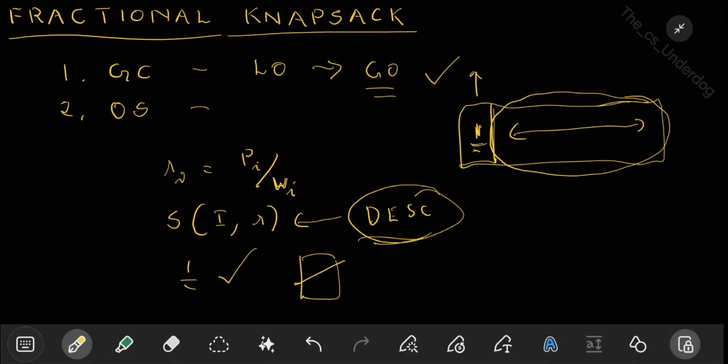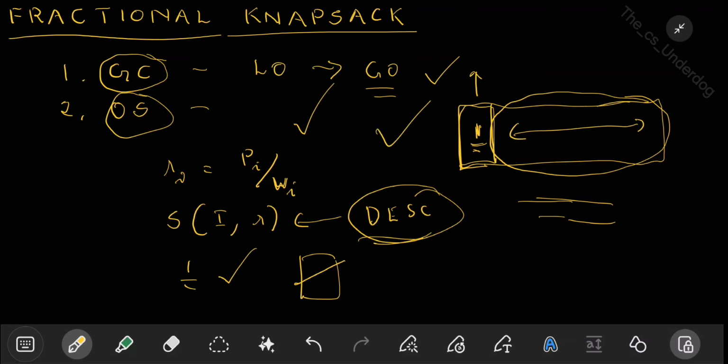That is, the capacity of the first item is already taken. With the remaining capacity, whatever problem you were solving previously, the same subproblem you have to solve. Which means this problem can be broken into smaller parts and it follows the optimal substructure property. So the fractional knapsack problem follows both the greedy choice property as well as the optimal substructure property, which means you can use a greedy algorithm here. That is why we are using the greedy algorithm.